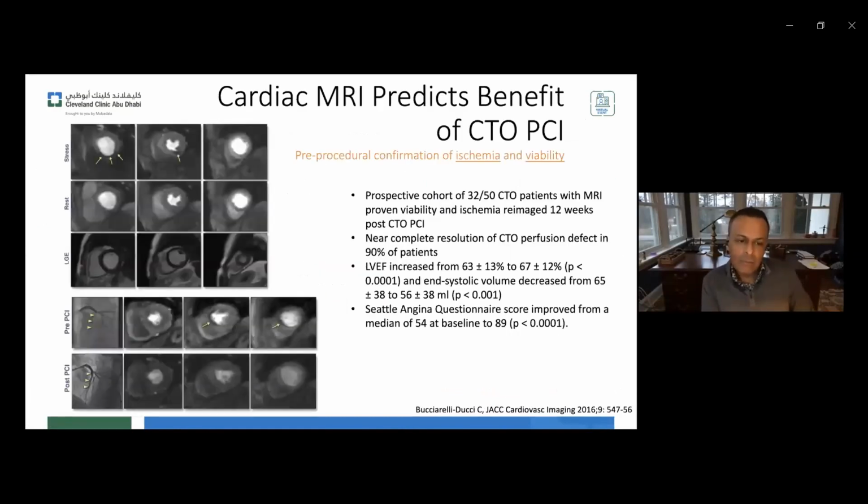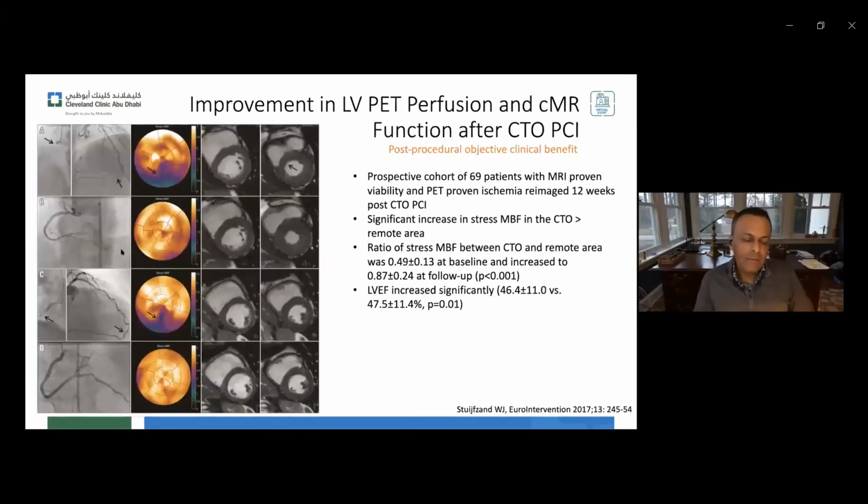Who do you treat? So we know from data looking at viability and ischemia by MRI that patients with a significant amount of ischemia and viability tend to do much better. So if you see here with this ischemia and viability by MRI, these patients do much better clinically in terms of symptoms as well as their cardiac function after revascularization. This is also borne true with nuclear studies. So this is a combination of PET for ischemia and MRI for viability, showing improvement in LV function and symptom relief in patients with CTO PCI.